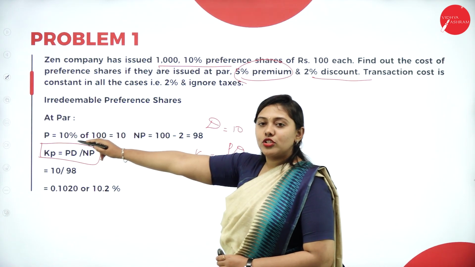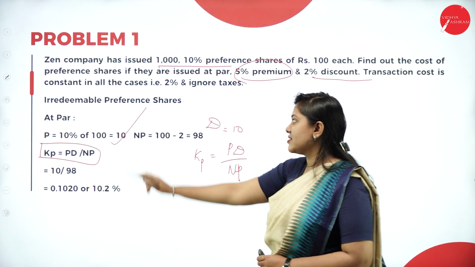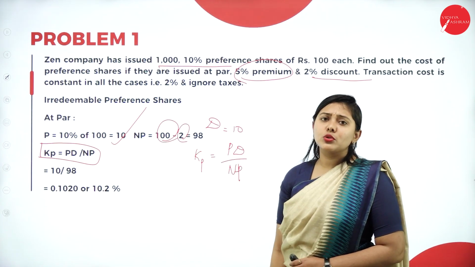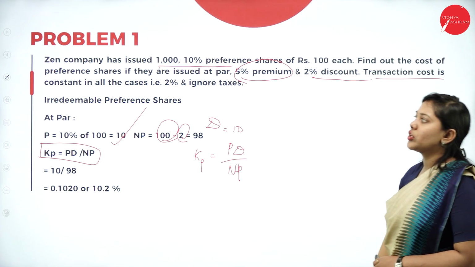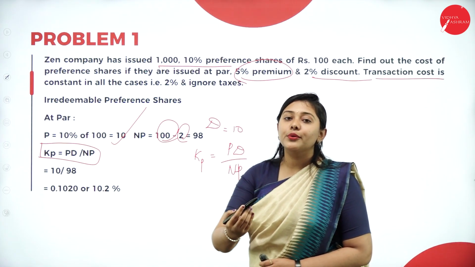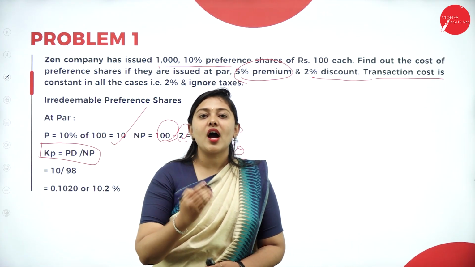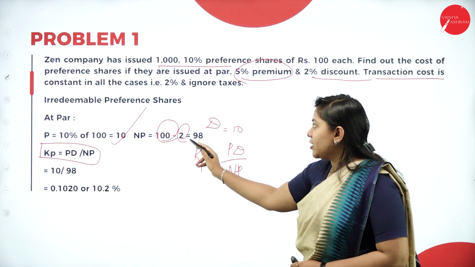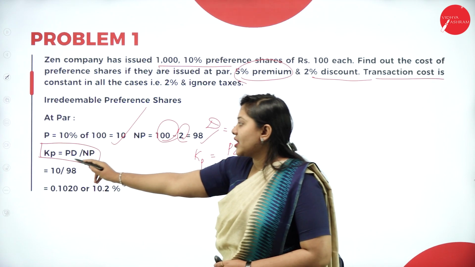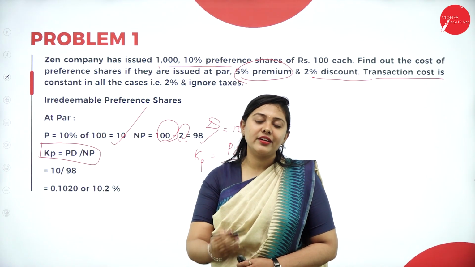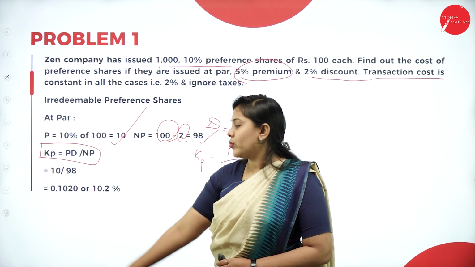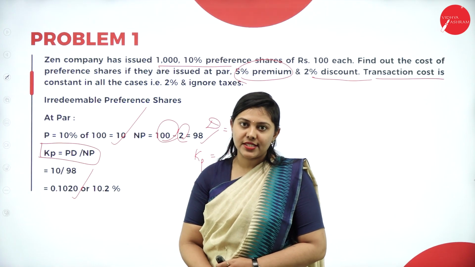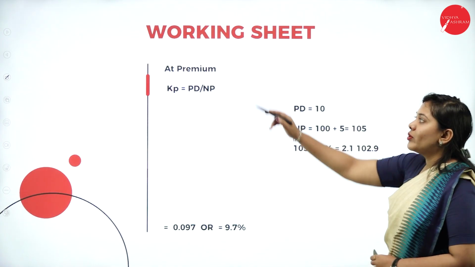So first case, issued at par, 10 rupees is the dividend and your net proceeds is 100 and 2 rupees. What is this 2 rupees? It is nothing but the transaction cost. So transaction cost is how much? 2% is the transaction cost. 100 into 2%, it will be how much? 2 rupees. So 100 minus 2, it is 98. So net proceeds 98, preferential dividend 10 rupees. If you substitute the value, you get 0.1020 or 10.2%.